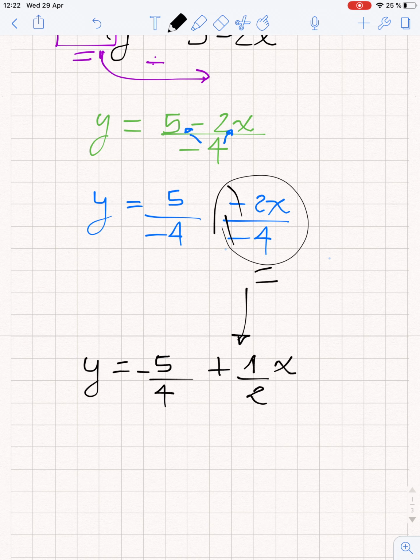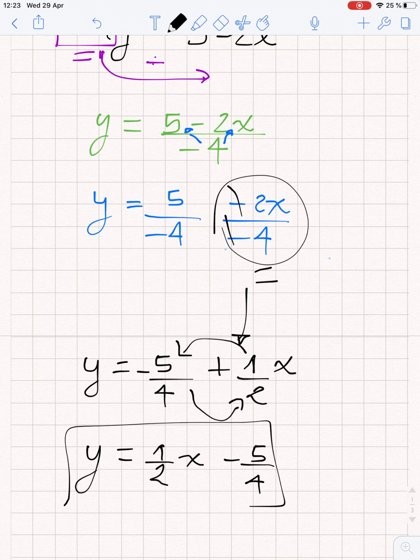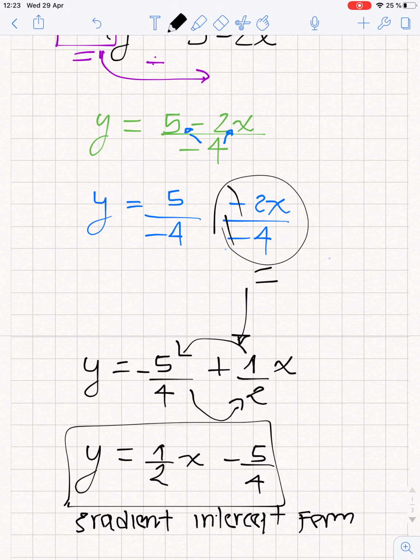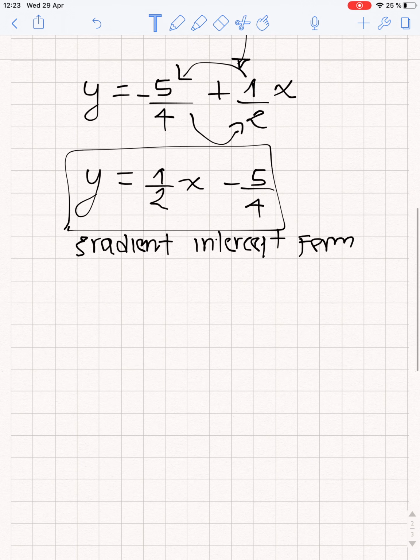Finally, we're going to organize the expression, leaving the x at the beginning. That is only passing this over here and this over here. We will have 1/2 x minus 5/4. Now we already have our gradient intercept form. And now we can graph this by using Desmos.